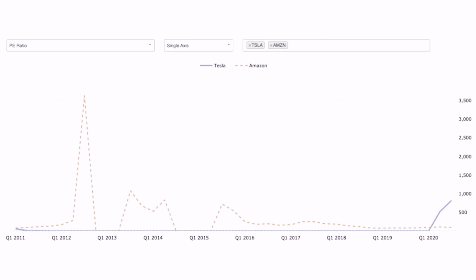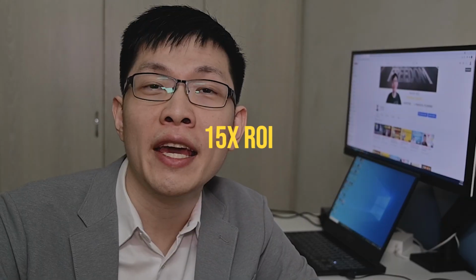The PE ratio back in 2013 was 3,000 at one point, and then it subsequently dropped to negative and then went back to 1,000. It fluctuates a lot. So back then, if you did not invest in Amazon because of the high PE ratio, then essentially you're missing out on a 15x investment return. For every $1 you invest into Amazon, you would have gotten back $15. So my point here is do not let DCF alone determine your investment decision.